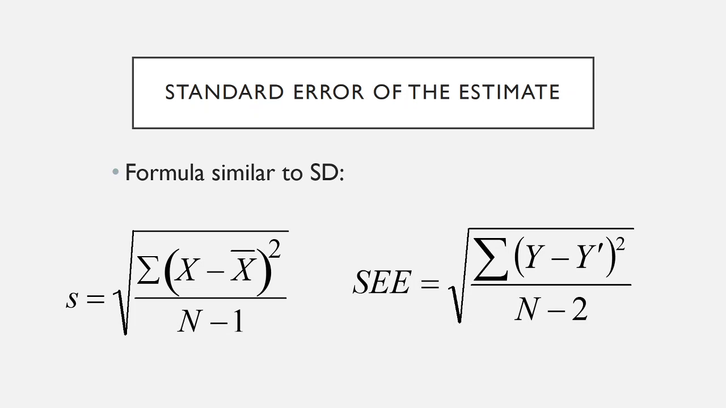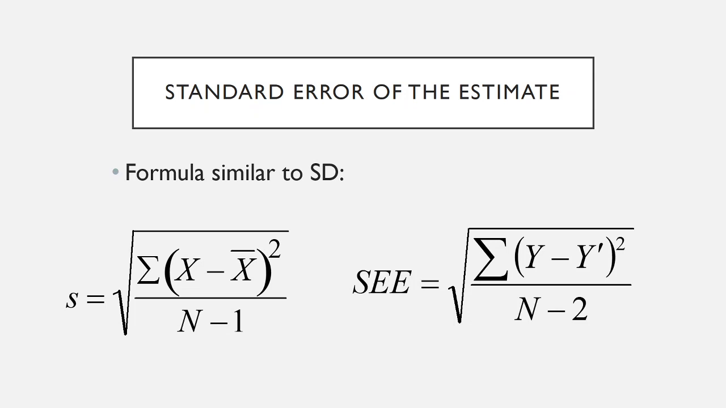You take the difference of all of the y scores from their y predicted score. You need to square them because the same problem occurs in standard error of the estimate as with standard deviation, whereby if you were to sum up all of the deviations of y minus y predicted, they would inherently add up to 0. Okay?